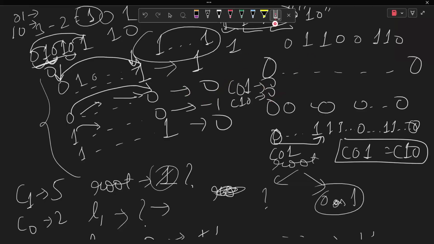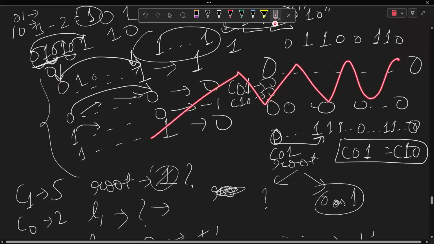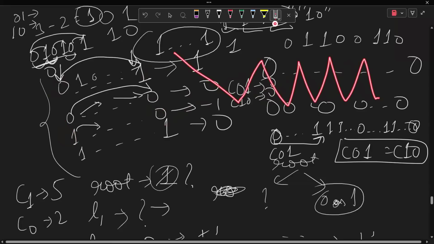Yeah. And when you have them unequal, then if it is 0,1, there would be one transition from 0 to 1, and after that the other transitions would cancel. If it is 1,0, there would be a transition from 1 to 0, and the others would cancel each other out. So I hope it is clear now.